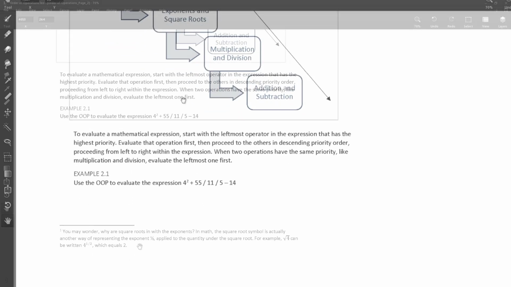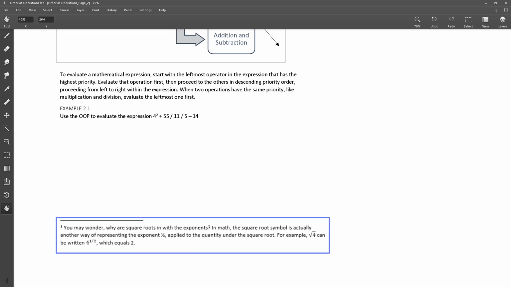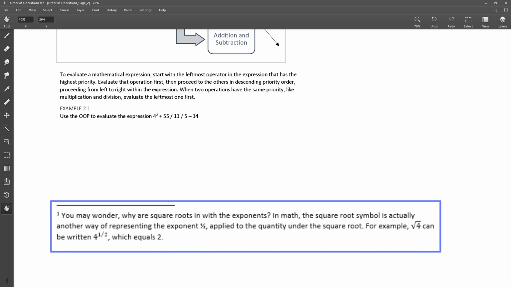So I'm going to scroll down to this little footnote I have here. You may wonder, why are square roots in with the exponents? In math, the square root symbol is actually another way of representing the exponent 1/2. So exponents don't have to be whole numbers. They don't have to be positive numbers. They can be negative. They can be decimal numbers. They can be fractions. And specific fractions refer to the roots. Okay, so the square root is the 1/2 exponent.